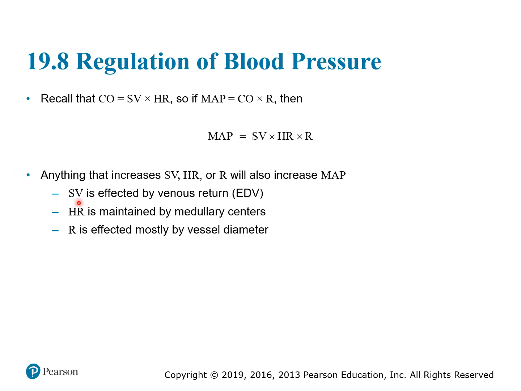Okay, and so stroke volume, we know it is affected by the venous return. We discussed it when we were talking about cardiac output. What are the factors which affect the stroke volume? Any factor that increases stroke volume is going to increase the blood pressure. And stroke volume, remember the Frank-Starling law. The Frank-Starling law stated that the more venous return, the more there will be end diastolic volume.